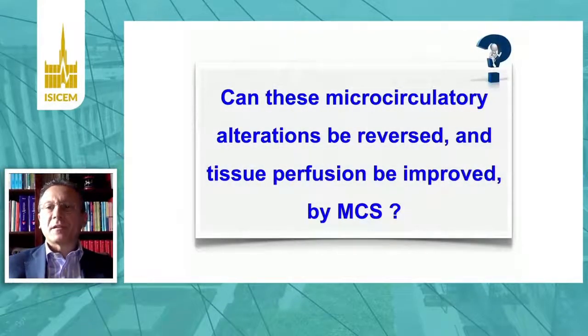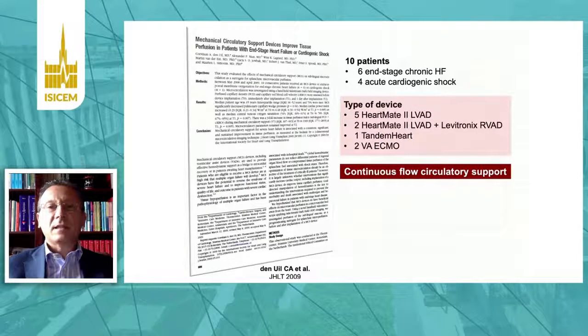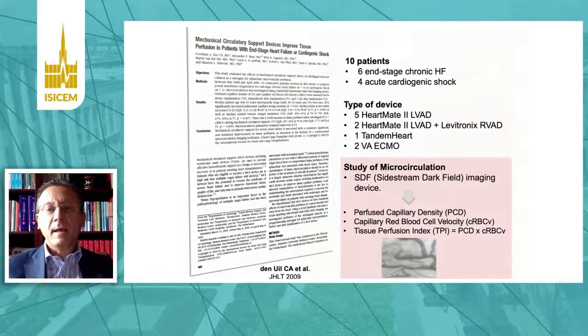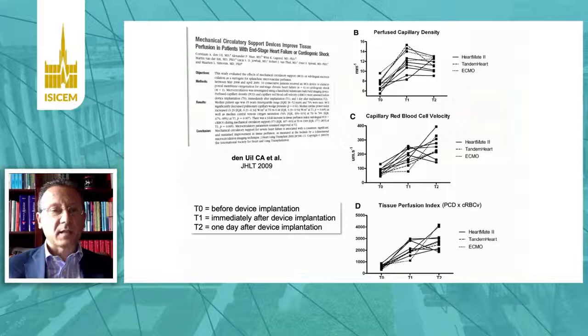So, can these microcirculatory alterations be reversed and tissue perfusion be improved by mechanical circulatory support? In this study, 10 patients with cardiogenic shock or chronic heart failure were supported by rotary flow circulatory support, and the microcirculation was studied by the SDF, which is the second generation handheld microscope. The microcirculation was assessed 3 times: before device implantation, immediately after device implantation, and 1 day after device implantation.